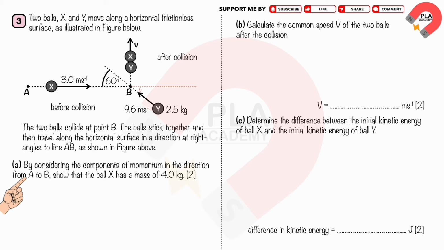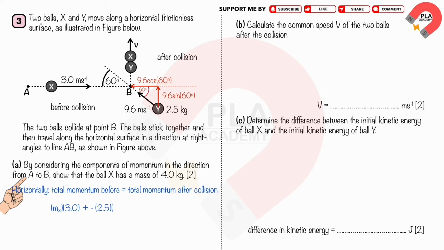We break the velocity 9.6 meters per second into vertical and horizontal components as follows: 9.6 sin 60 degrees and 9.6 cos 60 degrees, as shown. Horizontally, the total momentum is conserved. Horizontal momentum of the ball X before the collision equals mx times 3.0. Horizontal momentum of the ball Y before the collision equals negative 2.5 times 9.6 cos 60 degrees, the negative sign indicates the left direction. Horizontal momentum of the 2 balls after the collision equals 0, because they move only vertically. We get the mass mx equals 4.0 kilograms.